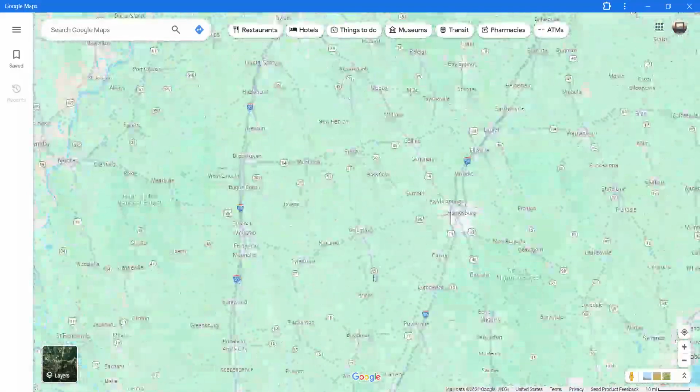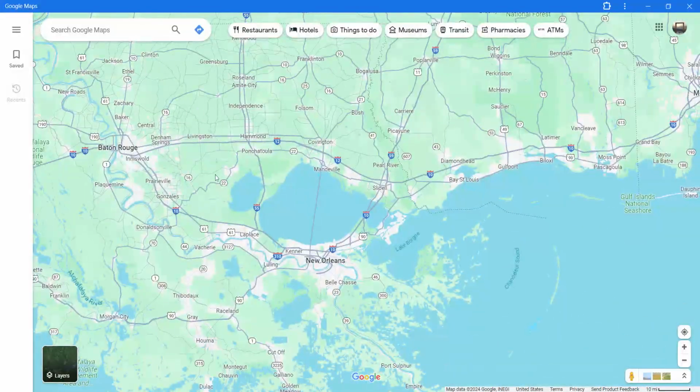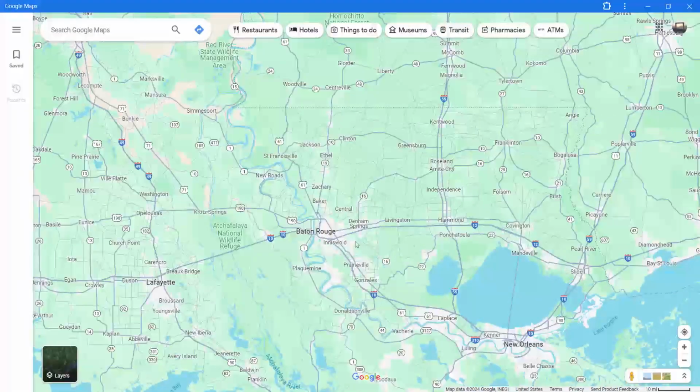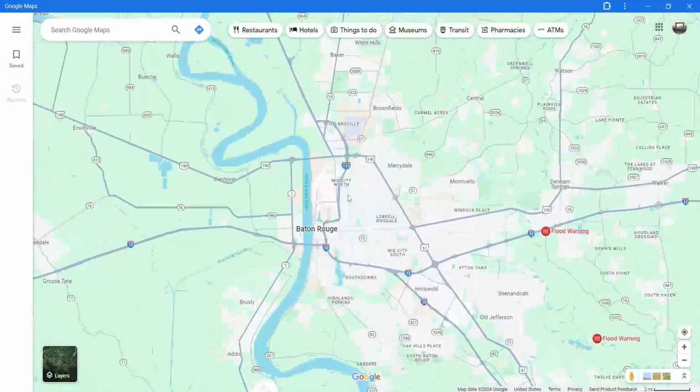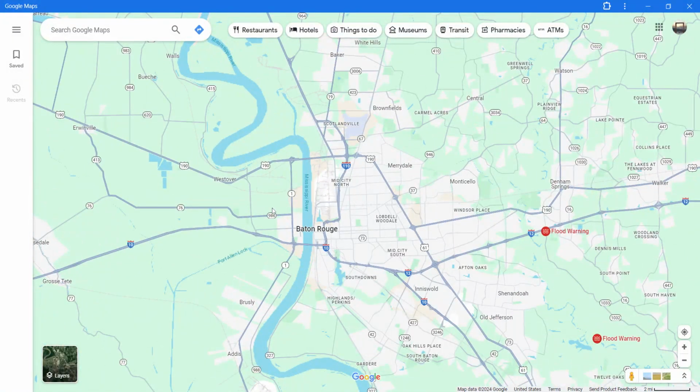Now moving south to Louisiana, and its capital is Baton Rouge. Baton Rouge is the capital of Louisiana.